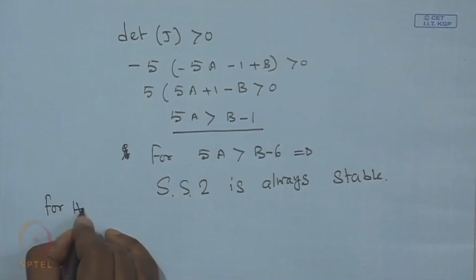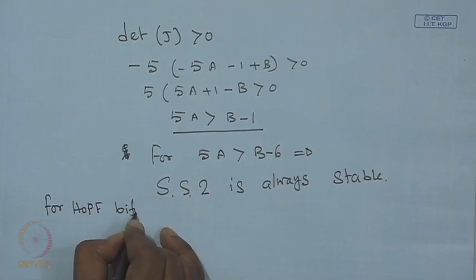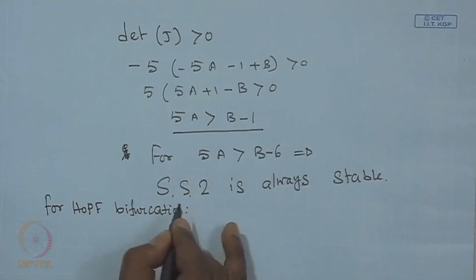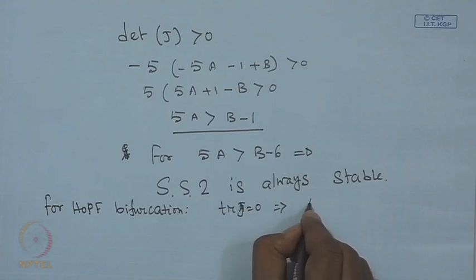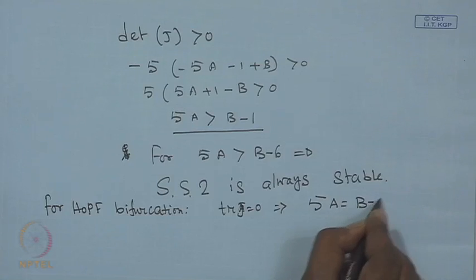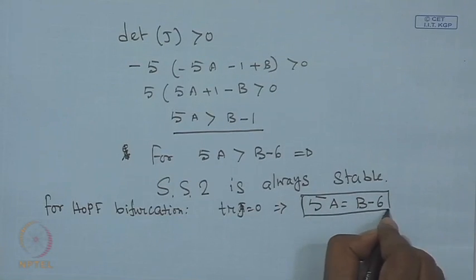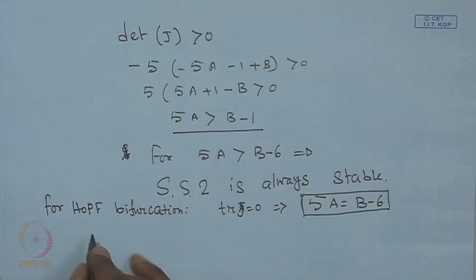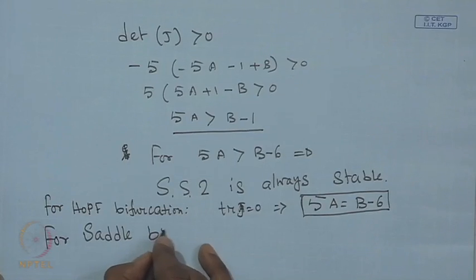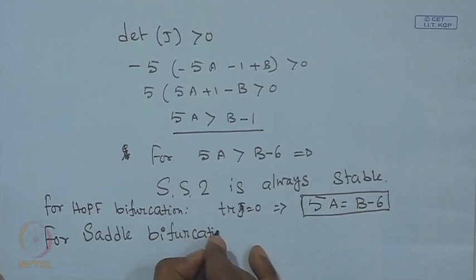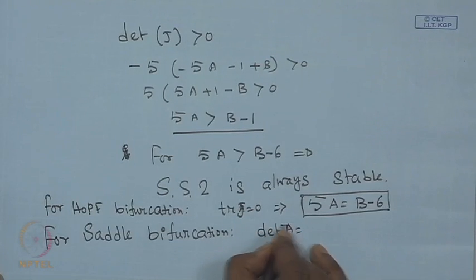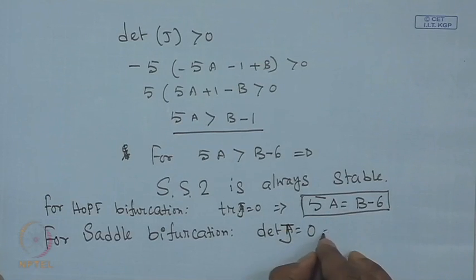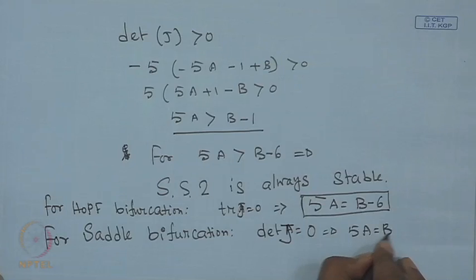For Hopf bifurcation, the trace of the Jacobian matrix should be equal to 0. So, the condition for that is 5a is equal to b minus 6. So, this is the condition on the parameters where the Hopf bifurcation occurs. Similarly, one can get the saddle node bifurcation point. For the saddle node bifurcation point, you will be getting the determinant of the Jacobian matrix equal to 0, and we will be having 5a is equal to b minus 1.